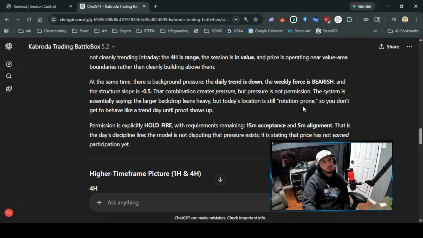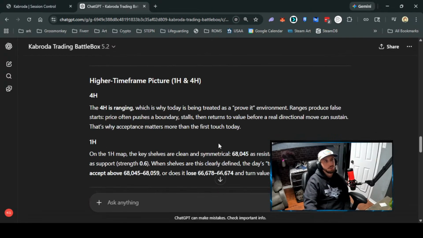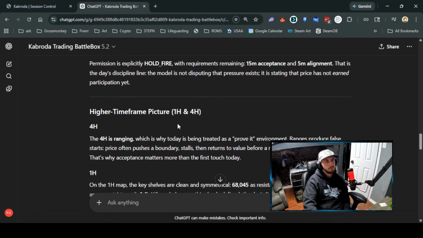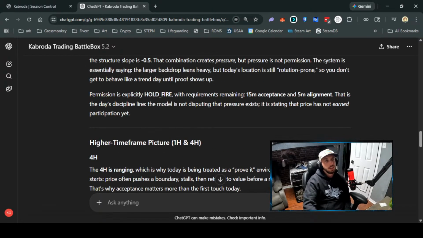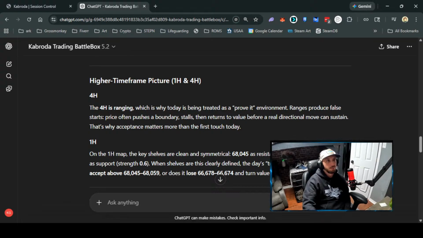The system is essentially saying the larger backdrop leans heavy, but today's location is still rotation prone, so don't behave like it's a trend day until proof shows up. Permission is explicitly hold fire, with the typical requirements: 2 minutes acceptance, 5 minutes alignment, which is two 15-minute candles closing above, and then a 5-minute retest. We have been trading the Predator system here on the channel though, so that's a little bit different.